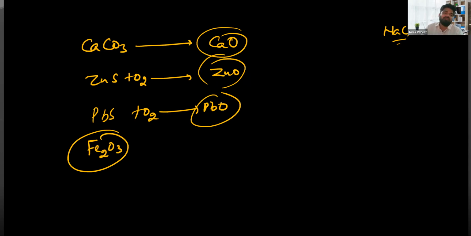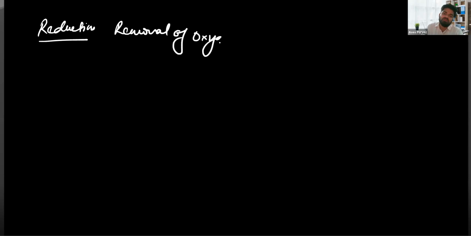So what we have done here is convert the carbonate and sulfide ores into oxides, and the oxide ores are already in oxide form. So we have converted everything into oxide form. Now the next step is reduction. Reduction means removal of oxygen. So how will we remove the oxygen?